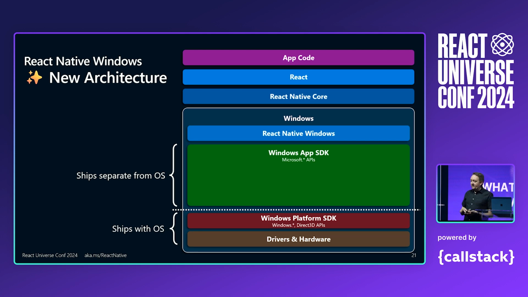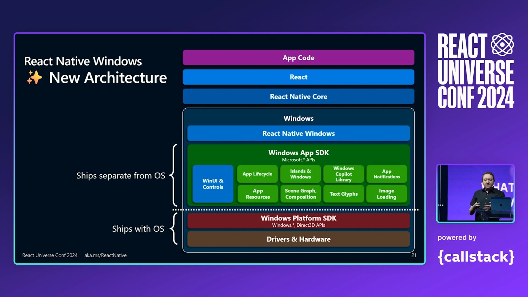What's inside the Windows App SDK is a bunch of stuff. There's a bunch of really powerful features that come along with the Windows App SDK, including the WinUI 3 control library. This is the native set of controls that users expect on Windows. It also includes a variety of other features and capabilities, some of which are table stakes, things like app lifecycle, the composition and scene graph layer, and notifications, but it also includes new innovations like the Windows Copilot library that we announced earlier this year at Build. The Windows App SDK is really our delivery vehicle for the latest innovations of Windows APIs.